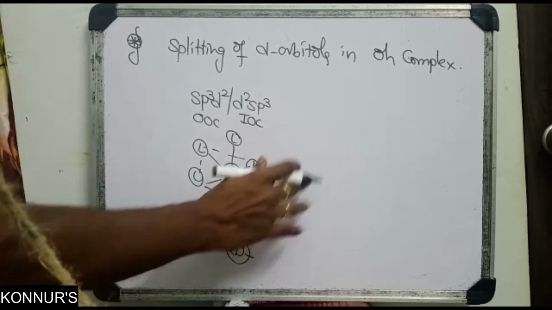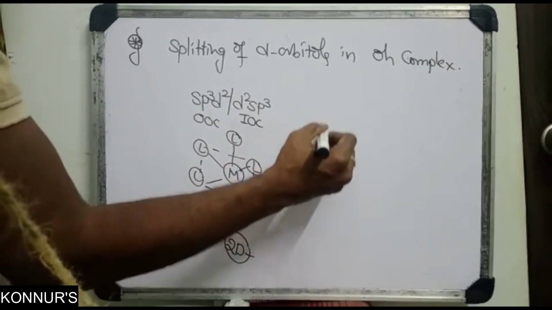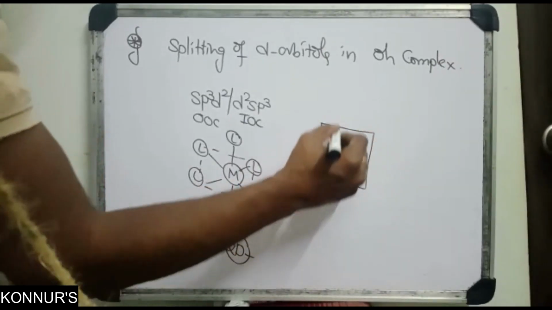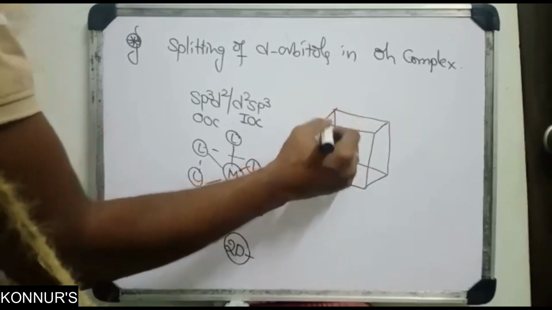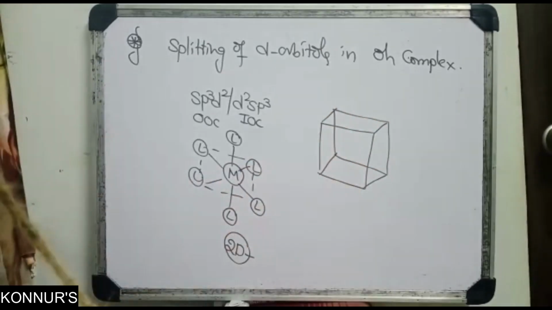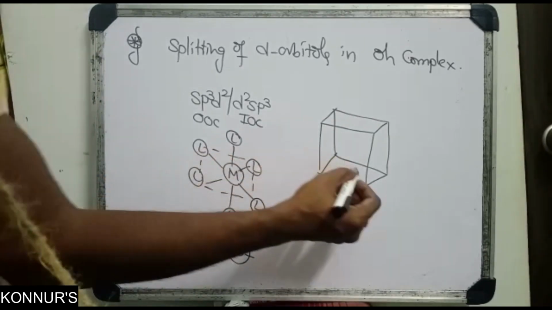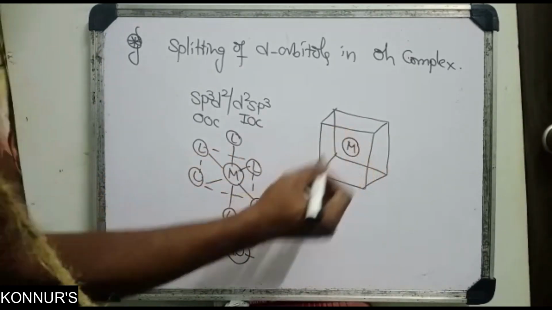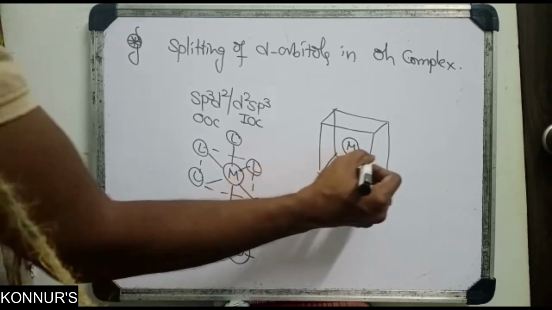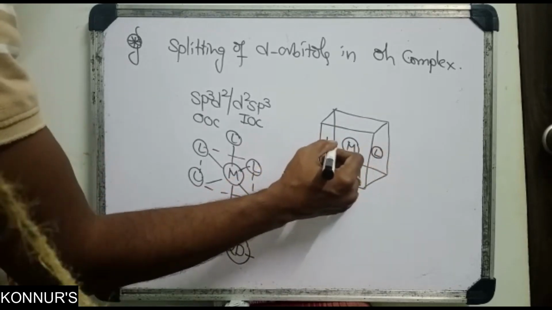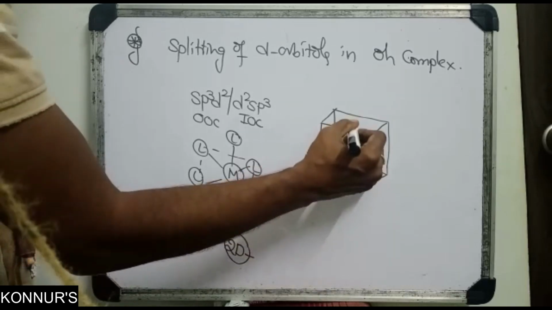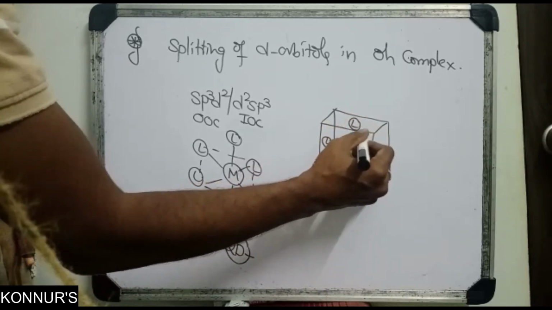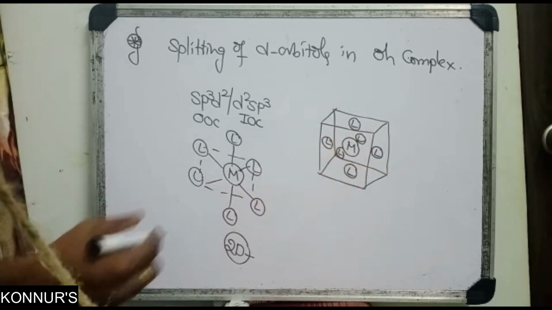that is a two-dimensional structure. Suppose you want to know the three-dimensional structure, the cubical structure is better to explain it. The metal is in between, with two ligands on the face centers: below and above, and front and back.